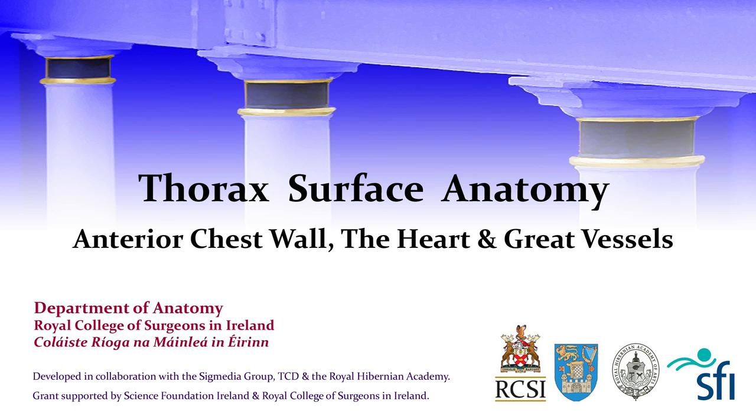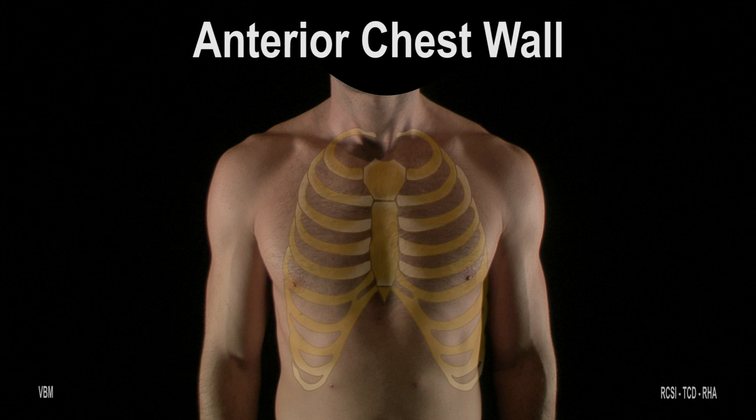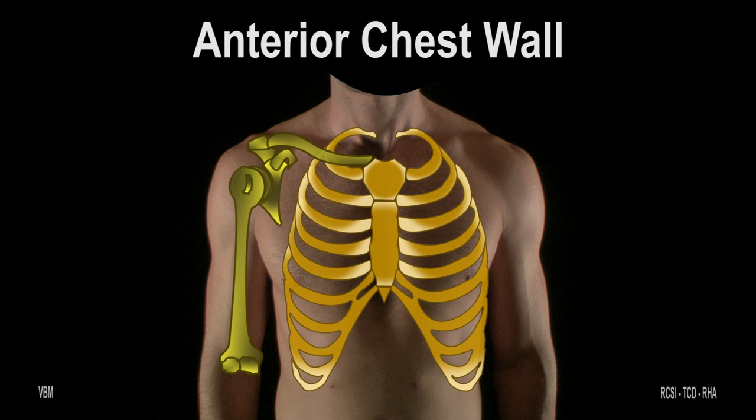Thorax, surface anatomy, anterior chest wall, the heart, and great vessels. The anterior chest wall extends from the clavicles to the costal margin. It is formed by the ribs and costal cartilages, the sternum, and the associated muscles. The two sides of the chest are usually symmetrical.